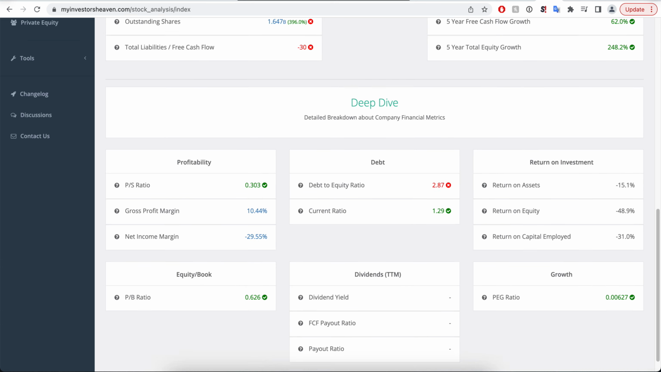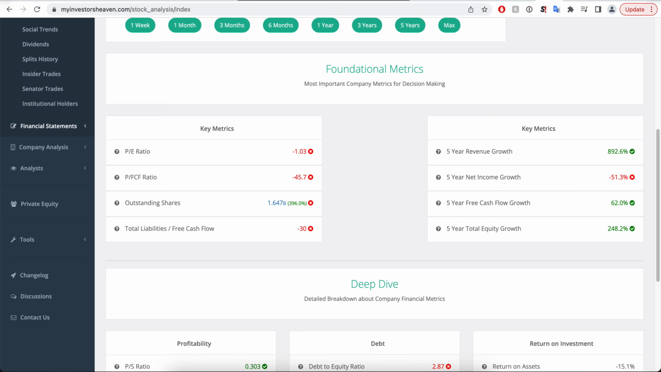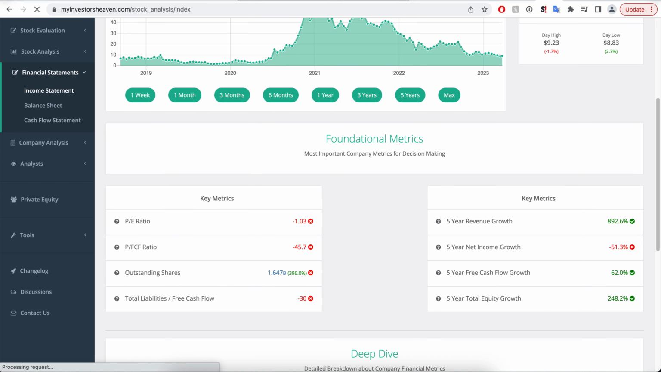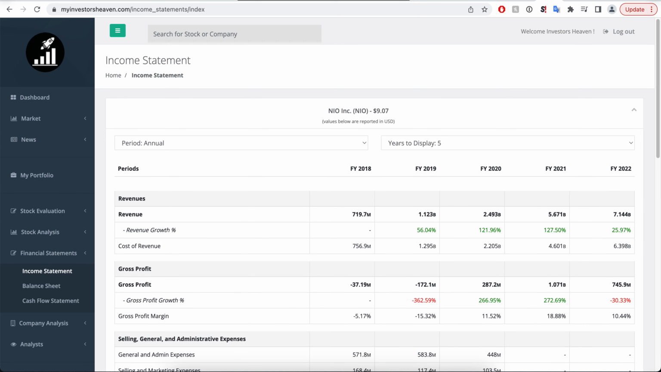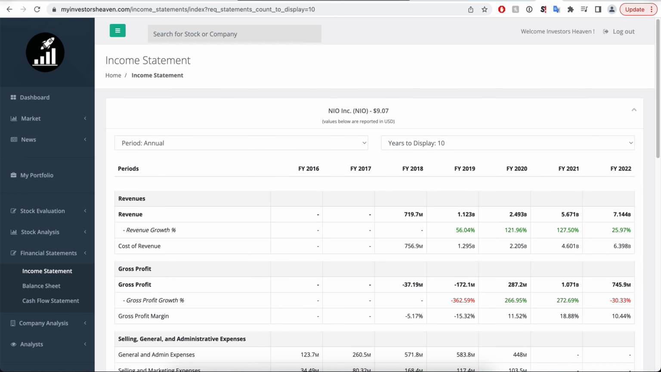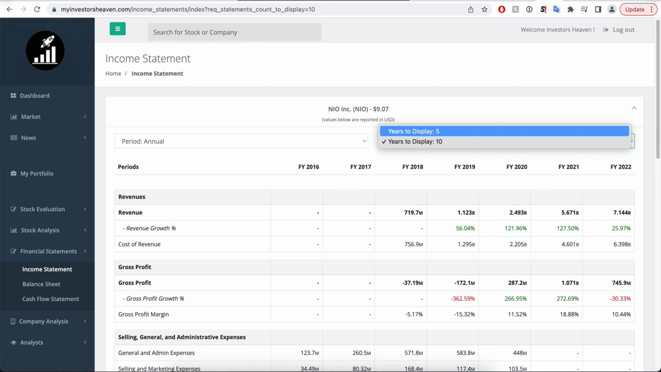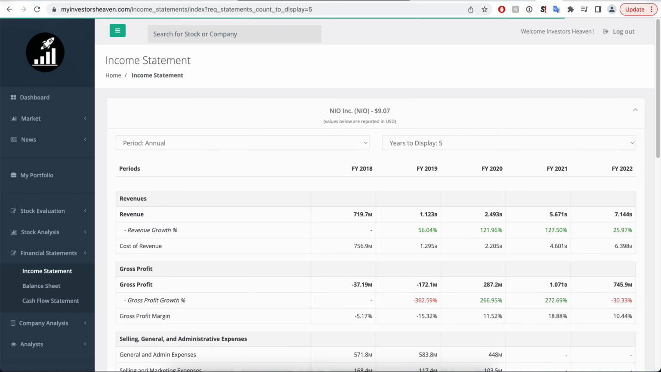Now, what about the company's financial statements in a little bit more detail, because this is important. Recently I added 10 years to the tool, so it actually shows more data if it exists. If you are looking at other companies like Meta, for example, you will see 10 years. This is a much newer company, so not too many years to display.